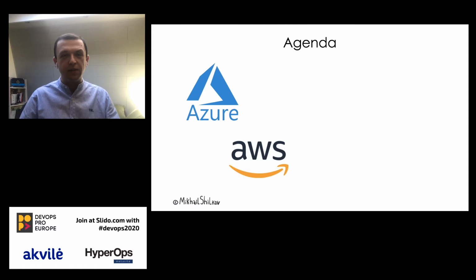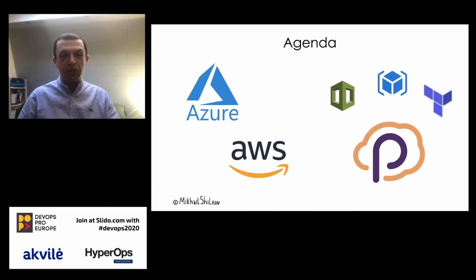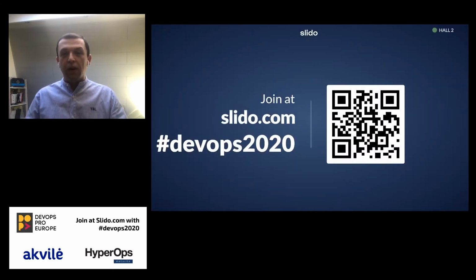So let's get started. For today, again, my talk applies to any cloud, but I'm going to give examples from Azure and AWS at the same time. I'm going to start with more traditional infrastructure as code tools like CloudFormation or Terraform, give some advantages and disadvantages of those tools, and then I'll show you the tool that I'm working on, which is called Pulumi. If you have any questions, please go to slido.com and use the hashtag DevOps 2020. Put your question there, and in the end, I will try to answer them after the session.